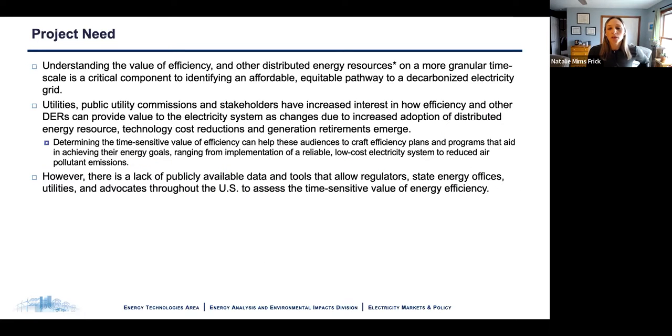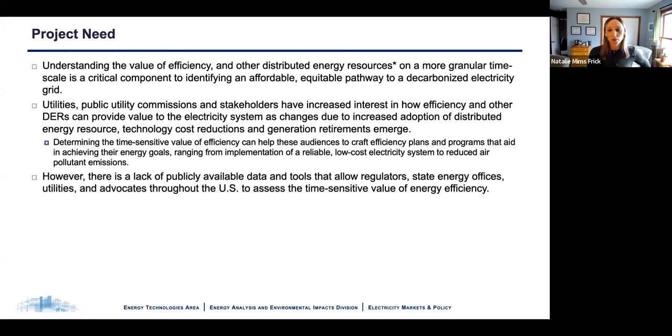From here, after creating those reports and disseminating them out into the world, we talked to people about what other resources would be useful. And we found that there's increasing interest in how efficiency can provide value to the electricity system as changes due to the increased adoption of DERs, technology cost reduction, and generation retirements emerge.